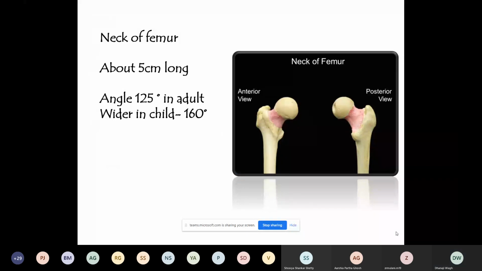Then see next. The neck portion is there. So what is the neck? You have seen in the color, that is the neck. It is about 5 centimeter long, and it forms the neck shaft angle. It is about 125 degrees in adults. It is less in females due to the wider pelvis. So this is another Viva question or MCQ question regarding the neck shaft angle. In adults, it is 125 degrees, and it is less in females due to their wider pelvis.